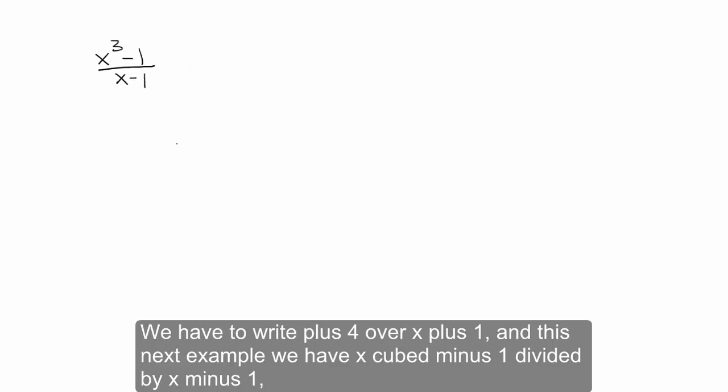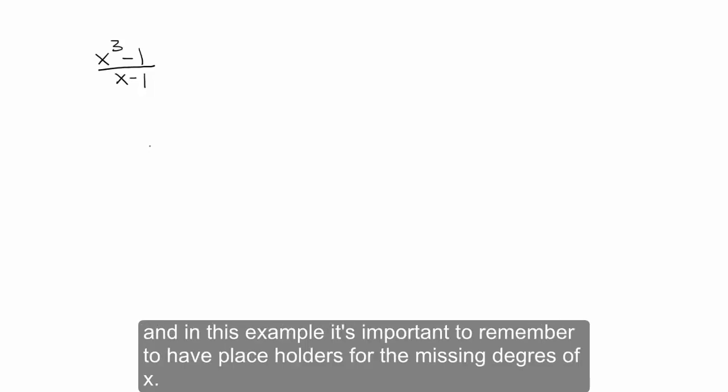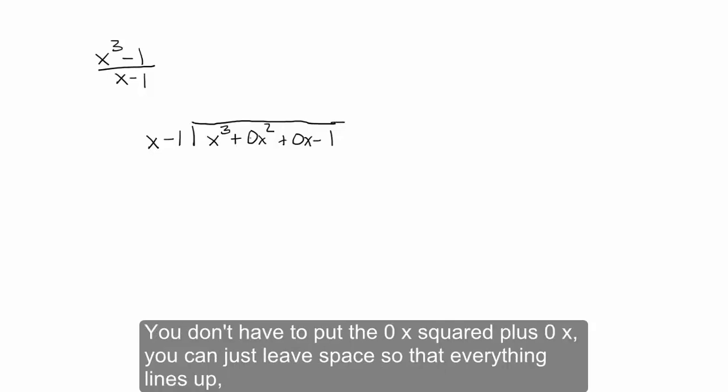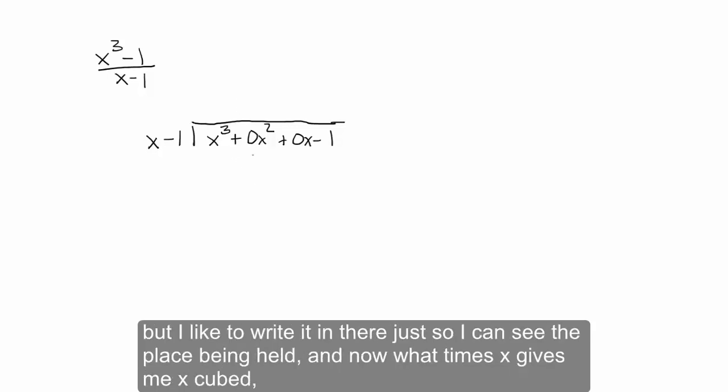In this next example, we have x cubed minus 1 divided by x minus 1. And in this example, it's important to remember to have placeholders for the missing degrees of x. So here we're going to have x cubed, and what I like to do is just write plus 0x squared plus 0x minus 1. You don't have to put the 0x squared plus 0x. You could just leave space so that everything lines up, but I like to write it in there just so I can see the place being held.